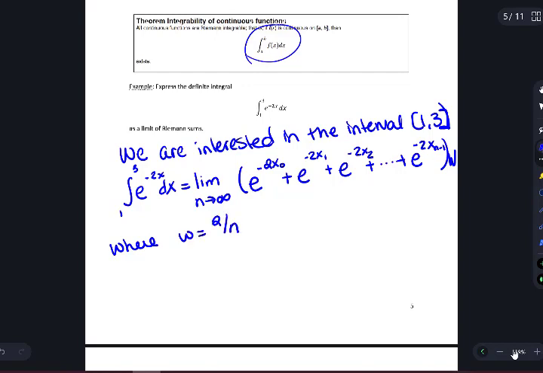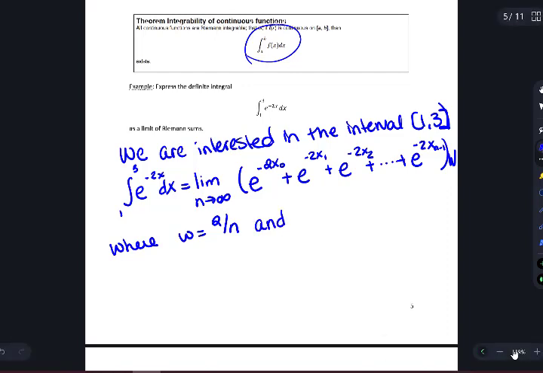So why would w be equal to 2 divided by n? Remember that the idea here is that we've got this interval from 1 to 3, and we're going to split that interval up into n different rectangles. So if we're looking at the interval from 1 to 3, notice from 1 to 3 has a width of 2. So that's where the 2 comes from. And then we're dividing it into n rectangles. And so if we do that, the width of each of those rectangles is going to be equal to 2 over n.